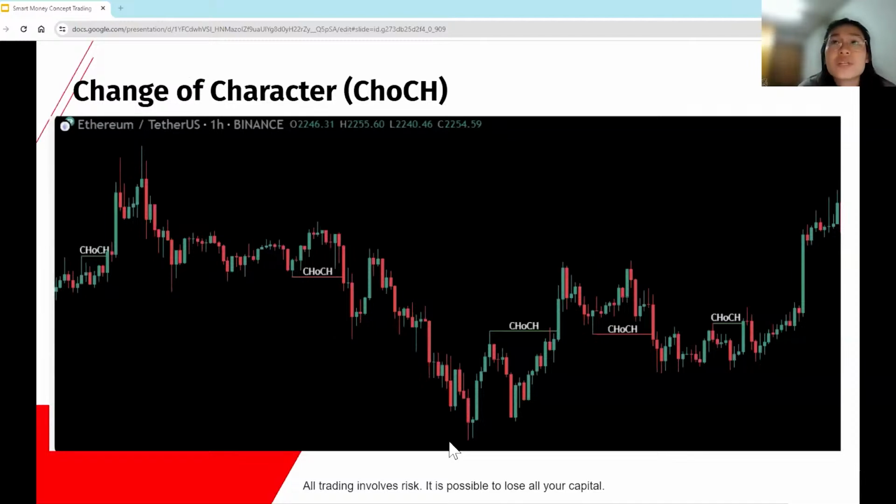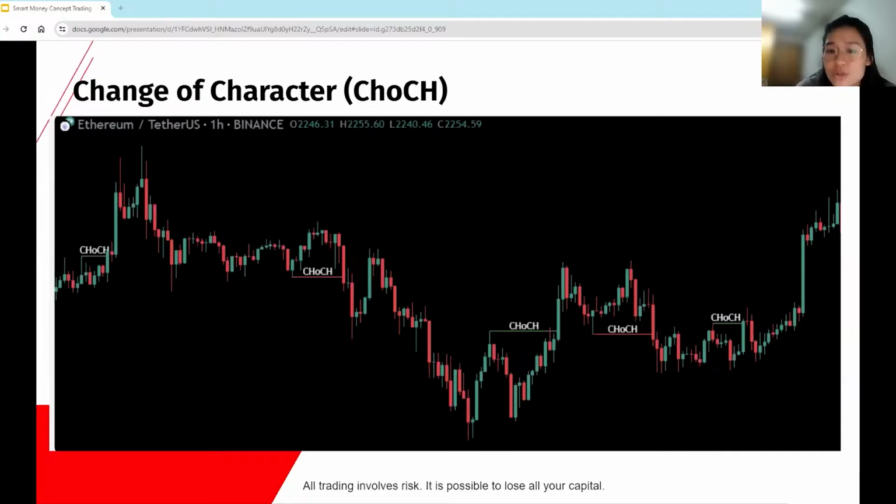Now these are often used together with change of character. Again, both of these concepts are pretty similar to some of the ICT concepts that we mentioned earlier, but it's just a different name for SMC. Change of character occurs when the market shifts from one trend to another, indicating a potential trend reversal. It's a signal that the market's behavior is changing. For instance, if the market has been in an uptrend and it starts making lower highs and lower lows, it suggests that the trend might be reversing to a downtrend.